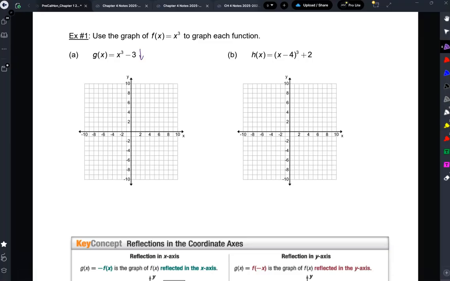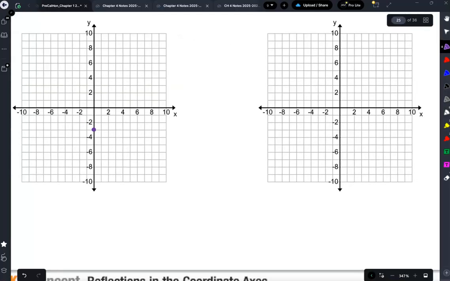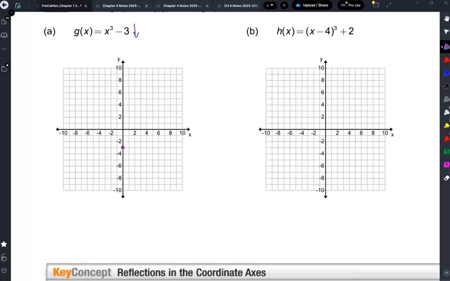This one has moved down 3, so the center point is at negative 3. Now, this is x cubed, right? That means you're taking your x units and cubing them. So if I move to the right 1 point, I go up 1 cubed. If I go to the right 2 units, how much do I go up? 8. All right? And then if I go left 1, down 1, and so on. So that's what this looks like.